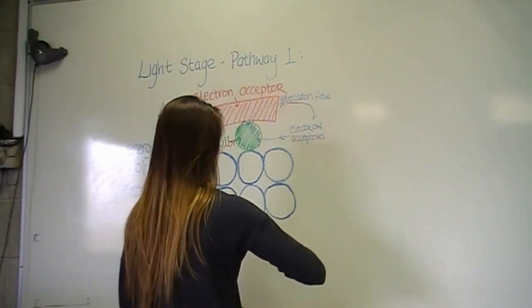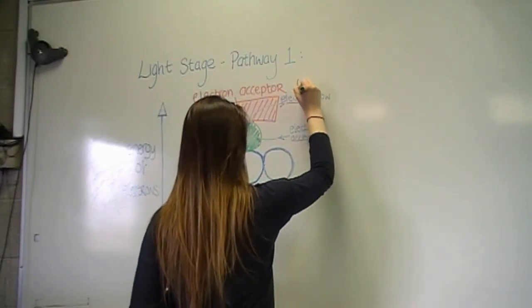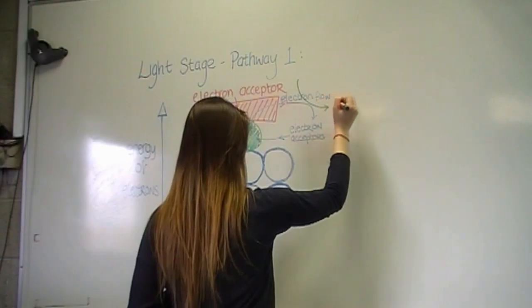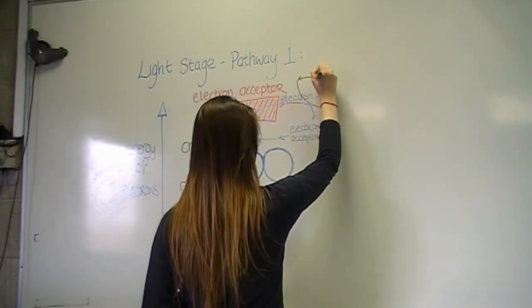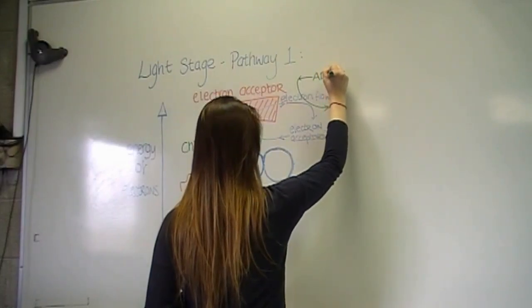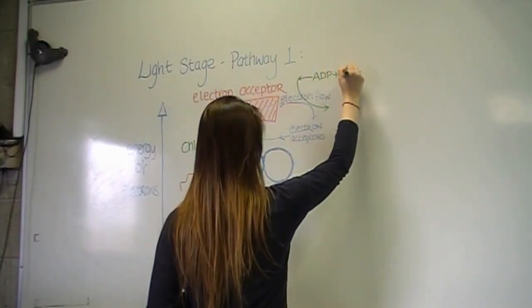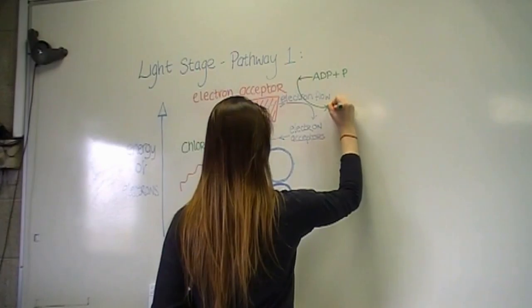Here on the board, we see pathway 1. The high energy electrons from the chlorophyll pass through a series of electron acceptors. As they do this, they lose energy. This goes to form ATP and water. The electrons that leave the chlorophyll go back to the chlorophyll again. This is cyclic electron flow.